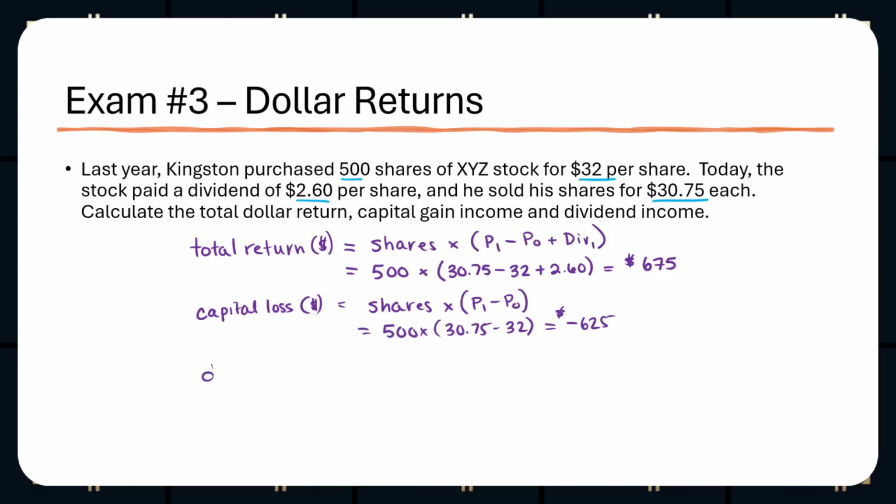$625. Next up, we'll look at his dividend income, or dollar dividends if you want to think of it like that. Again, that's going to be the shares that he owns times the dividend that he received. So we'll take the 500 shares and we'll multiply that by $2.60. And what we see is that his dividend income is equal to $1,300. And of course, if we take that $1,300 and we add the negative $625, we find that his total return in dollars was $675.